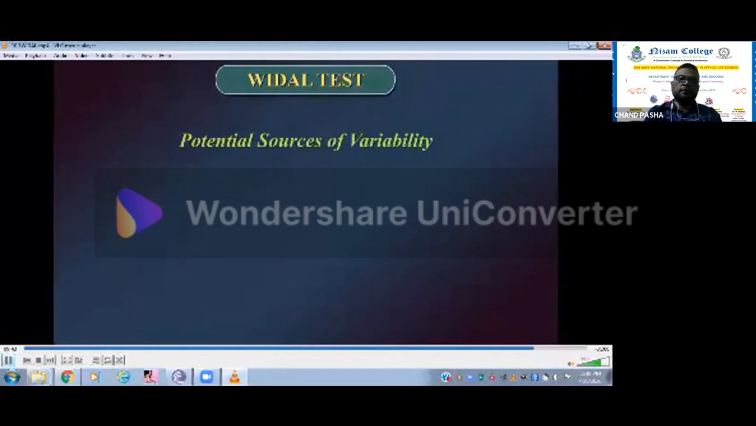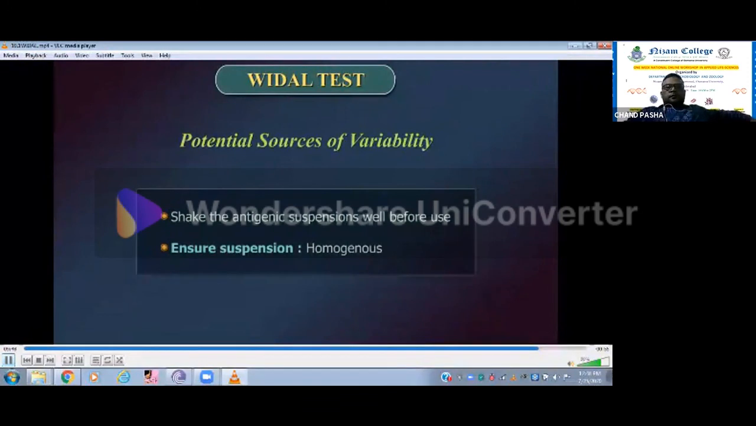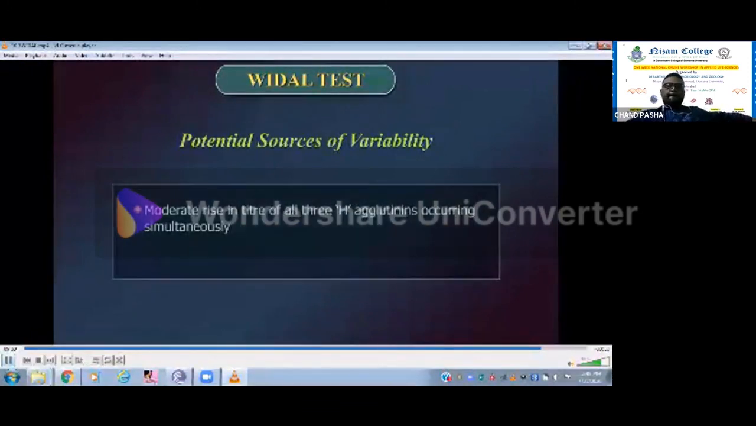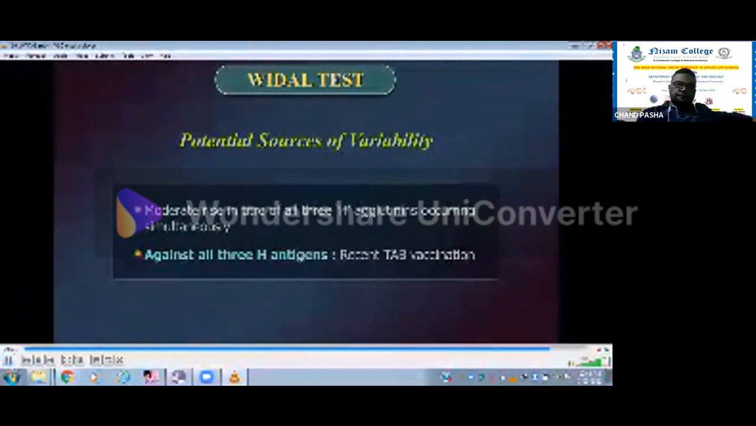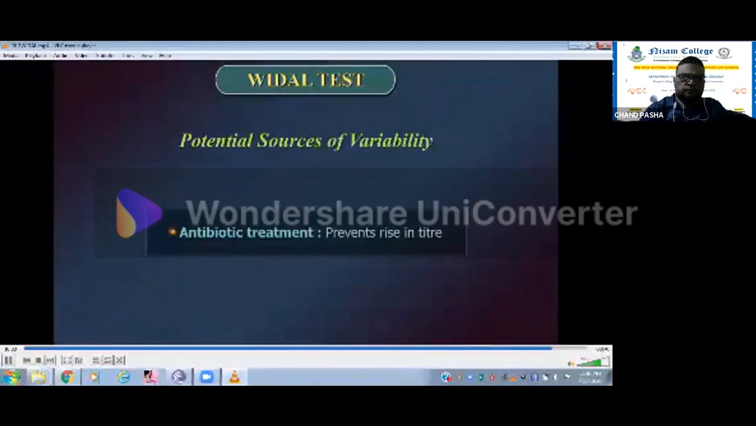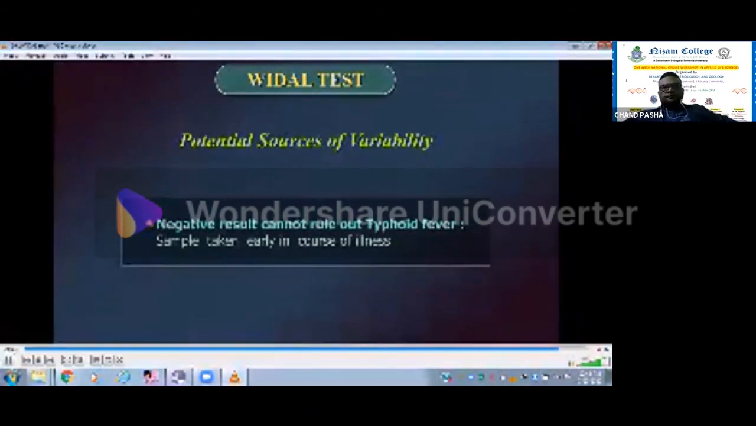Potential sources of variability. Shake the antigenic suspensions well before use and ensure the suspension is homogeneous. A moderate rise in titer of all three H agglutinins occurring simultaneously against all three H antigens is suggestive of recent typhoid and paratyphoid vaccination. Antibiotic treatment prevents a rise in titer. A negative result cannot rule out typhoid fever if the sample has been taken very early in the course of illness, that is, earlier than 7 days from the onset of infection.